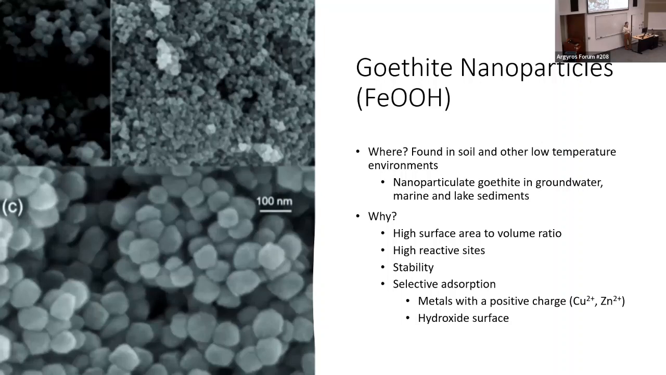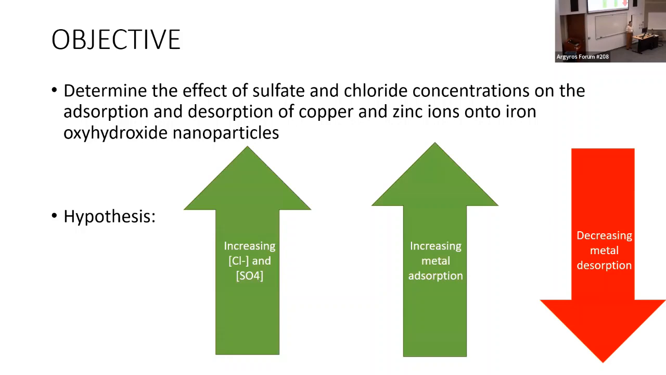So why do we choose these? Goethite nanoparticles, as you can see in the image on the left, are super small particles. They have a very high surface area to volume ratio, which gives them very high adsorptive properties and many reactive sites. We also already know that they're stable in these natural systems because they're naturally occurring, and they have selective adsorption properties for positively charged metals like zinc and copper, which we will be looking at.